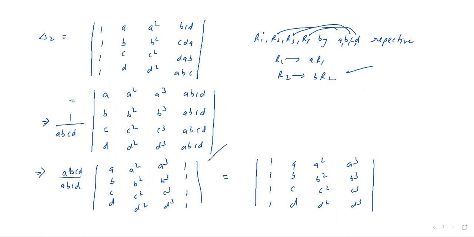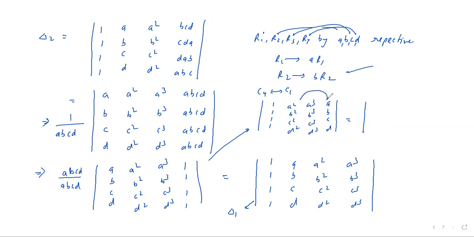So you can see that we need three interchanges for this. These are columns, not rows. If we interchange the C4 column with respect to C1, then we would get 1, 1, 1, 1, and A square, B square, C square, D square, A cube, B cube, C cube, D cube, and here it would be A, B, C, D. Now what do we need to get? We need to get this matrix because this is my delta 1 matrix. So we will again exchange my C4 column with my C2 column. This would give me 1, 1, 1, 1, A, B, C, D, then A square, B square, C square, D square, and A cube, B cube, C cube, D cube. Then we would exchange the third column with the fourth column also. So we got our result.